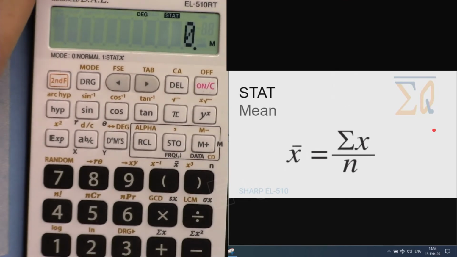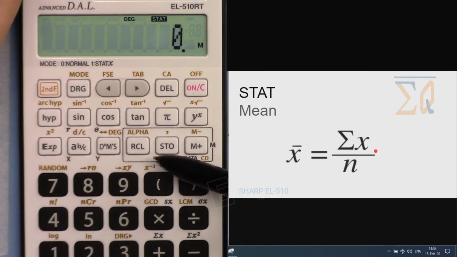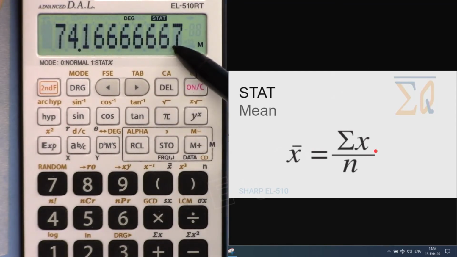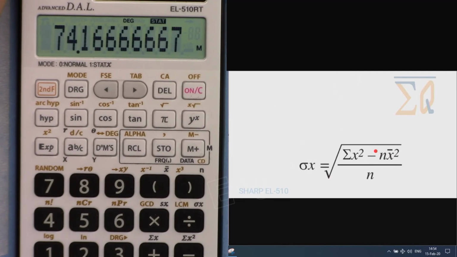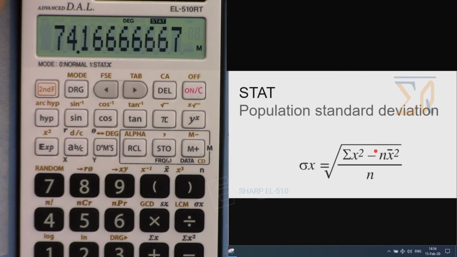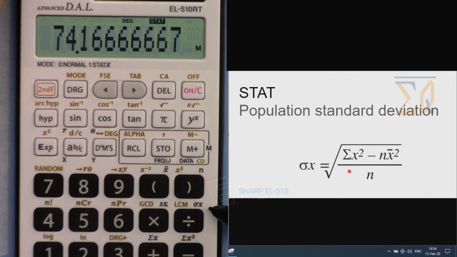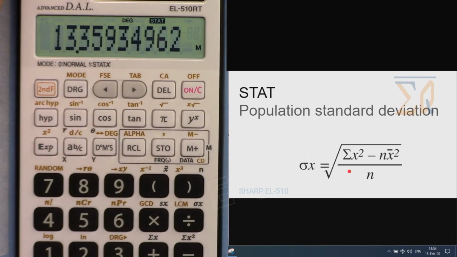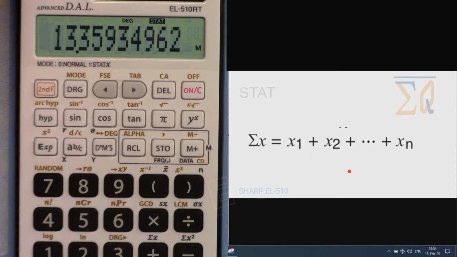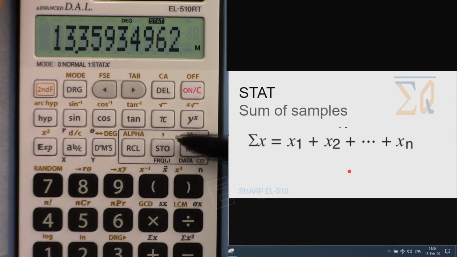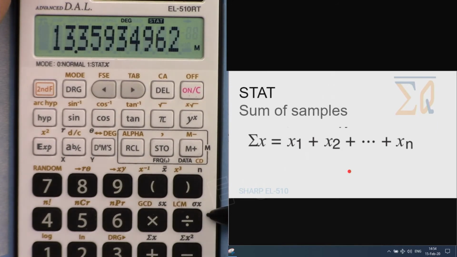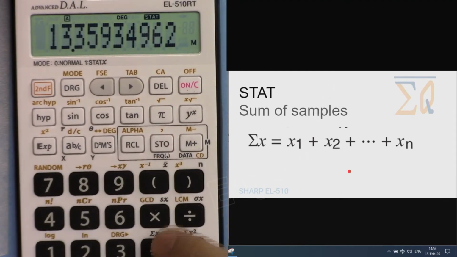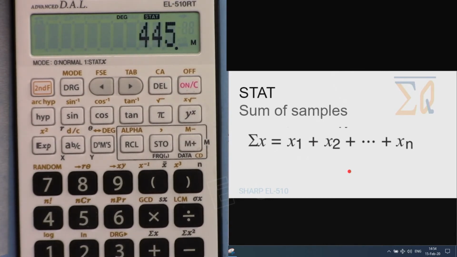And now to find out the mean, we press recall and then mean. Mean is here. That is the mean of the value. And if you want to get standard deviation of the population, we have the sign here, recall, and that is the population standard deviation. And if you want to get sum of samples, this is the sum here. I am pressing it with recall. That's the sum of sample.